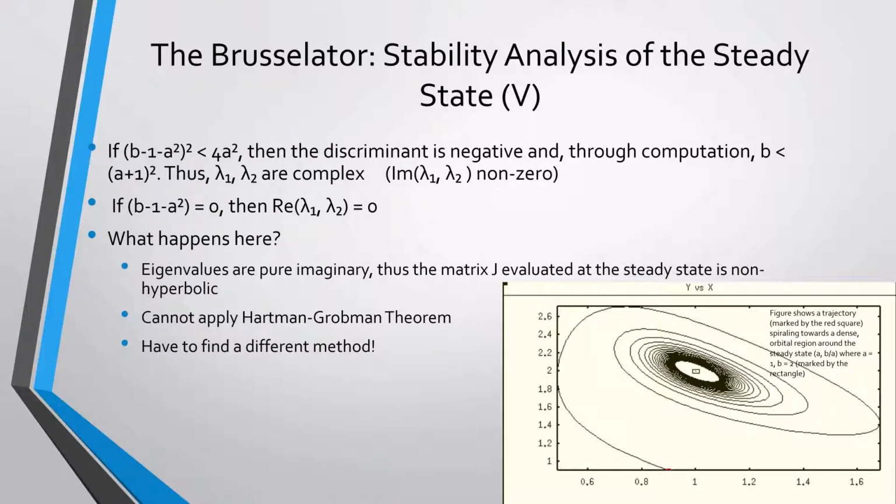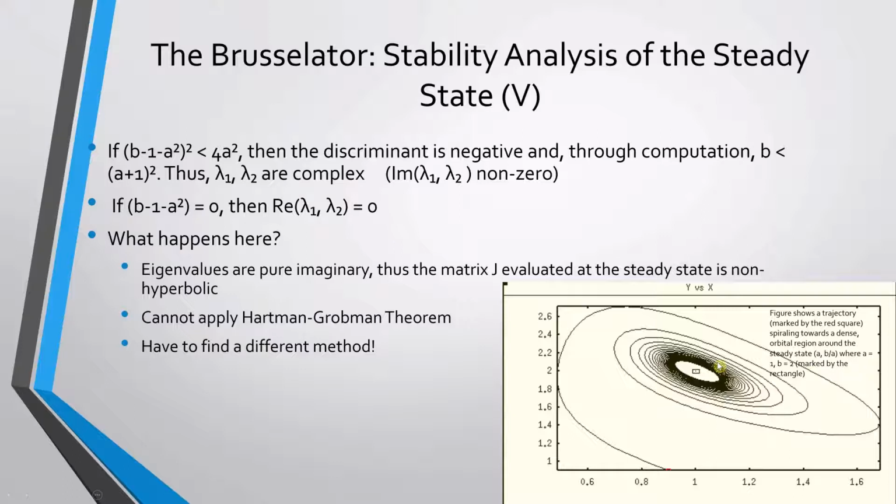Finally, we have the last case of parameter choices. If we make the discriminant negative, but instead make the real part of the eigenvalue 0, we're now in the case where we have pure imaginary eigenvalues. This means that the matrix is now non-hyperbolic, which means we cannot apply the Hartman-Grobman theorem as we have been doing for these past few examples. The diagram on the right illustrates a trajectory far enough from the steady state at the non-hyperbolic condition of the steady state, particularly when A equals 1 and B equals 2. As you can see, the trajectory keeps spiraling inward but doesn't approach the steady state, and instead creates this very dense orbital region here.